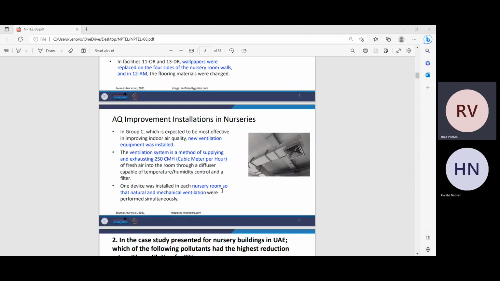And in the third group, new ventilation equipment was installed where ventilation was a problem. Because they were having very high amounts of CO2, the method chosen was to enhance the ventilation strategies. One device was installed in each nursery room so that natural and mechanical ventilation were performed simultaneously.